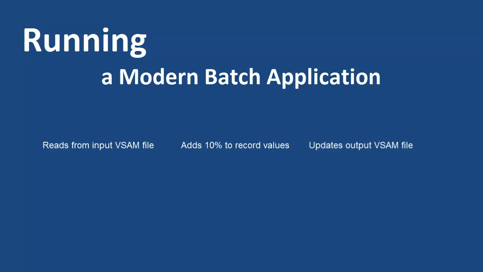The application's checkpoint algorithm instructs CICS to commit a unit of work every 1,000 records. Initially, the input VSAM file contains some invalid data so that we can show some error handling.